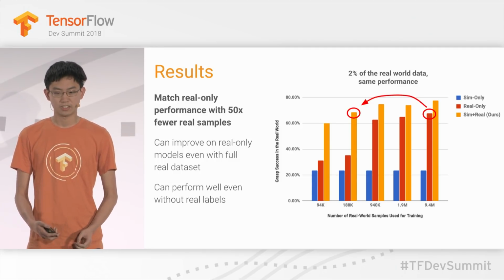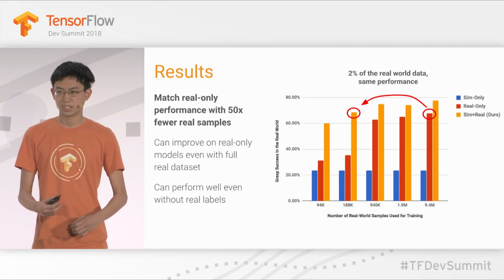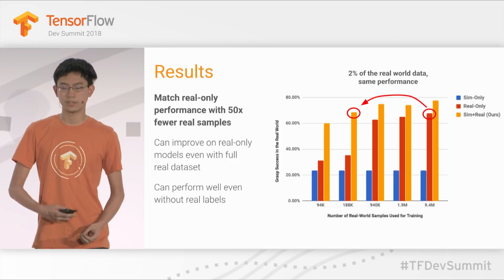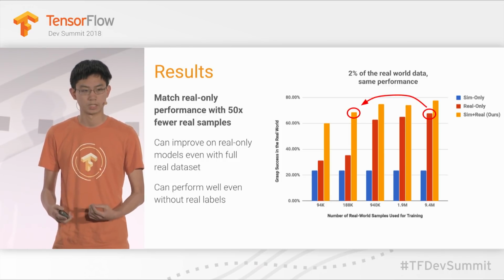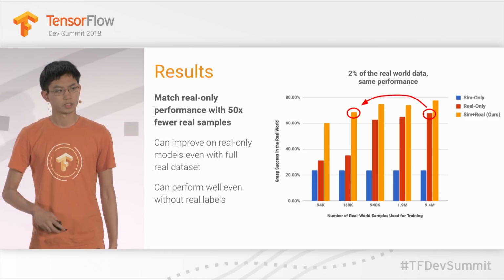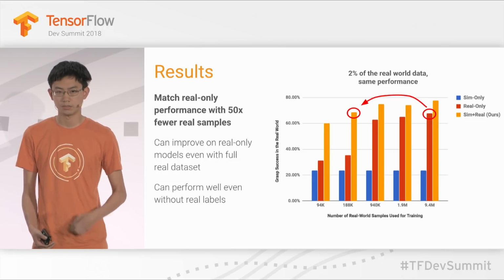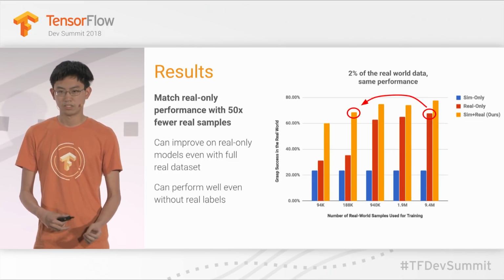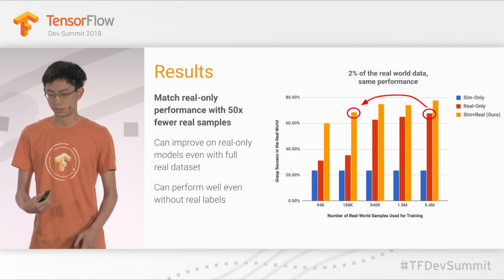Additionally, we found that even when we give all of the real-world data to the model, when we give simulated data as well, we're still able to see improved performance. So that implies that we haven't hit the data capacity limits for this grasping problem. And finally, there's a way to train this setup without having real-world labels. And when we trained a model in this setting, we found that we were still able to get pretty good performance on the real-world robot.